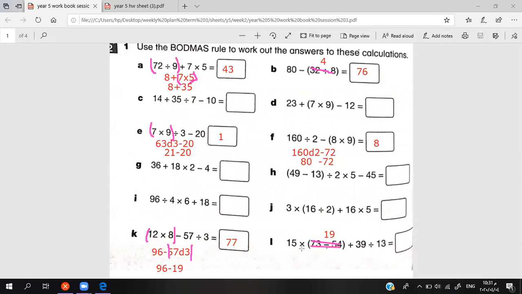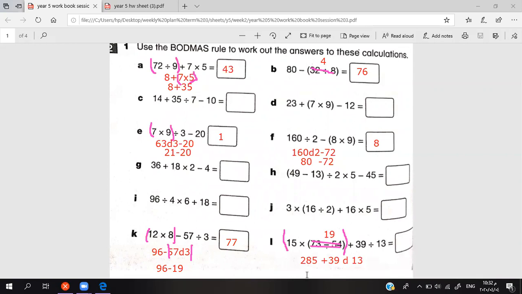So now I have 15 times 19 plus 39 divided by 13. Will I do the multiplication or the division first? Whichever comes first. So definitely I'm gonna do the 15 times the 19 first. 15 times 19 is, sorry, 285. So the new thing is 285 plus 39 divided by 13.